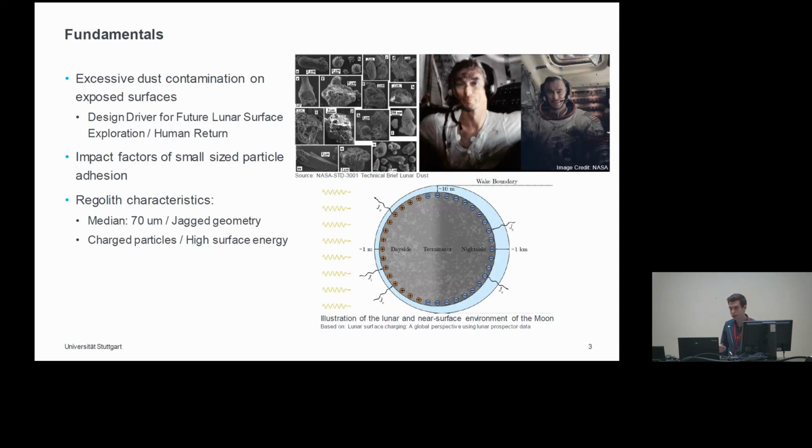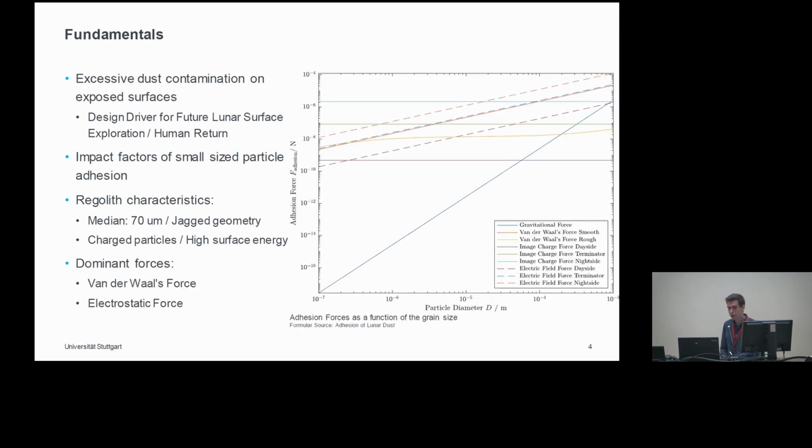So you have to take care that you don't come in contact with too much regolith, and to lower the adhesion forces between your surfaces and lunar particles, so that the effect is not as strong and the dust can be removed more easily. If you look at the forces applied to the particles, they are mostly van der Waals forces and electrostatic forces, which are dominant at the sizes of the regolith particles.